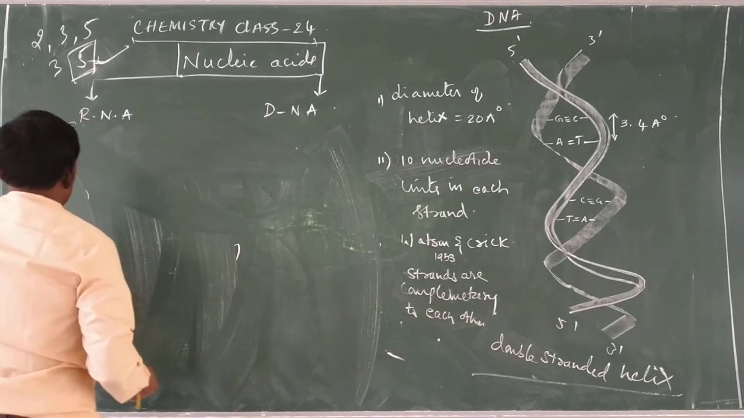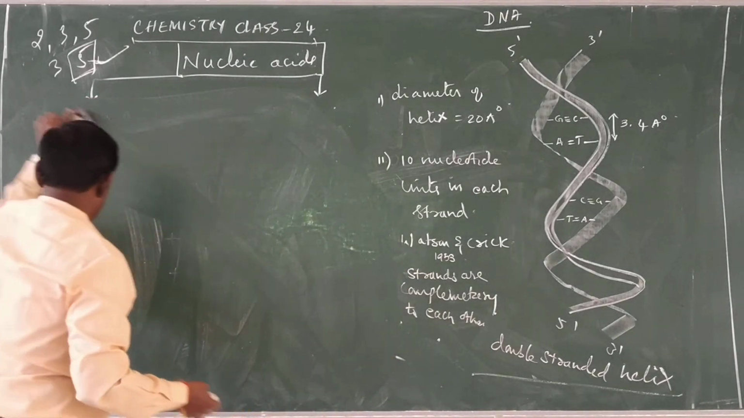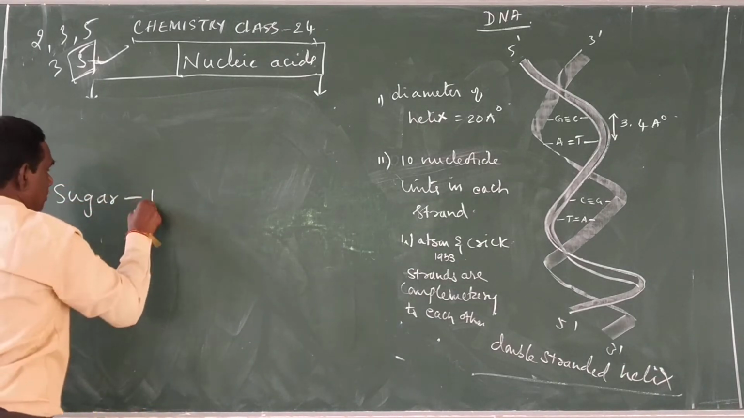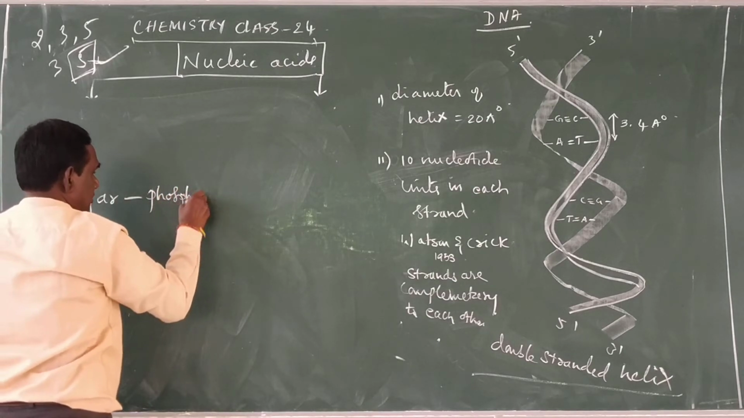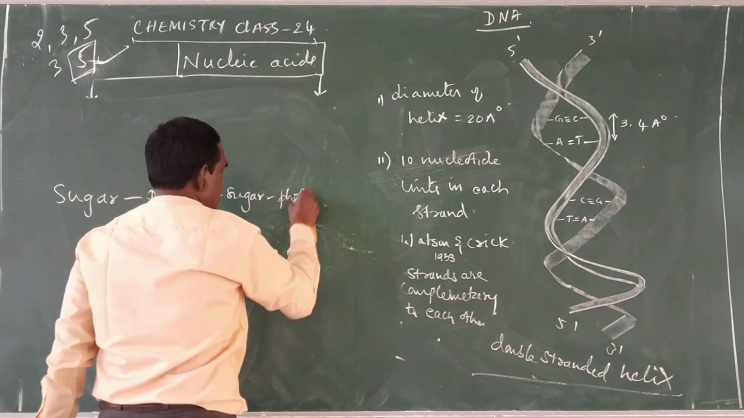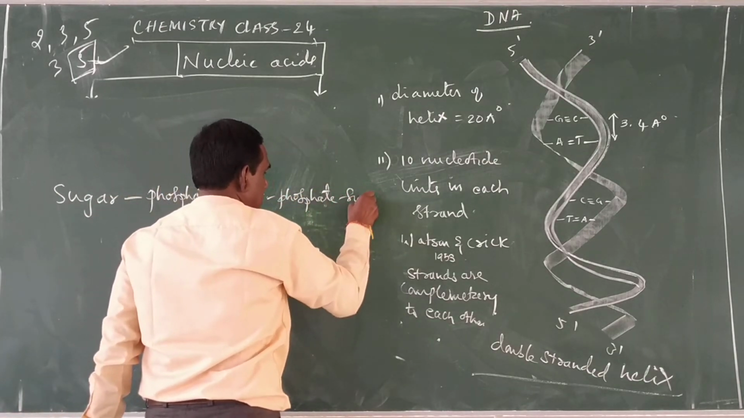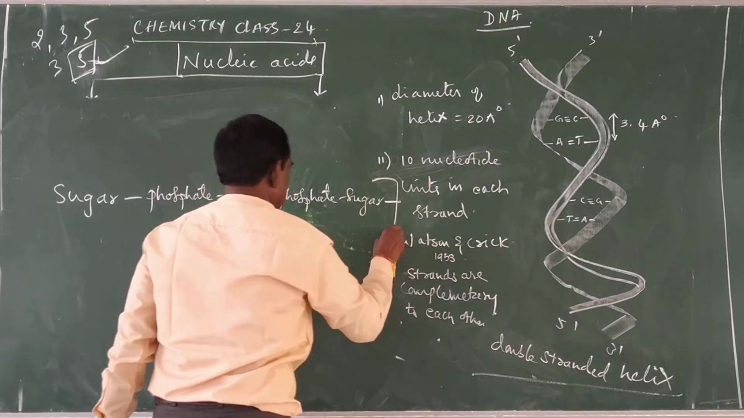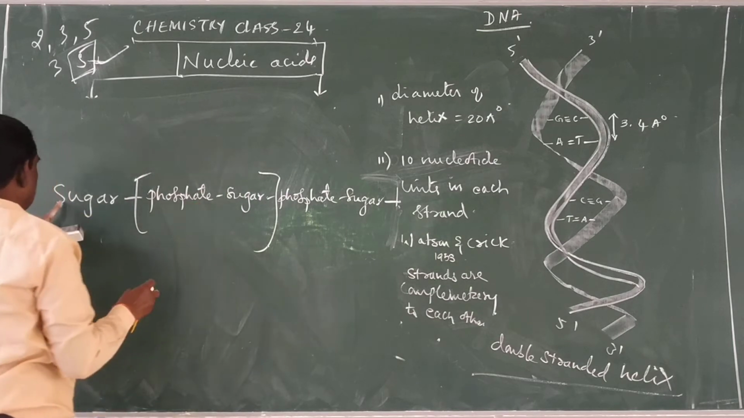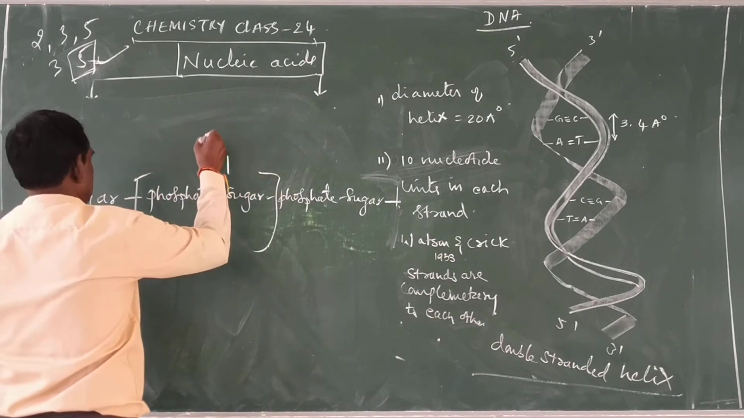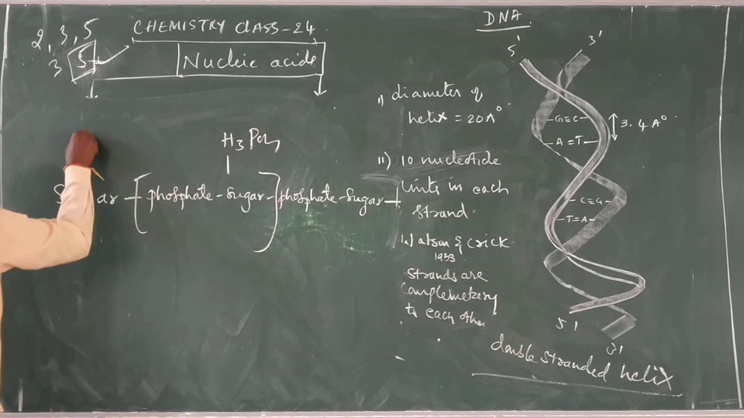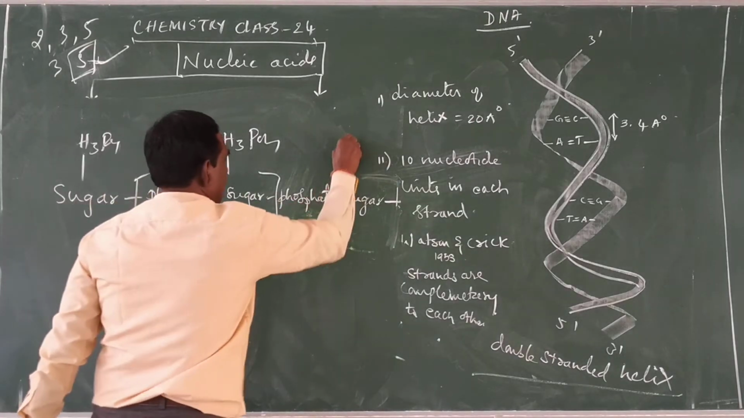Let me write the partial structure of nucleotides or nucleic acid molecules. You see, that is sugar, phosphate, sugar, phosphate, sugar, phosphate, like this. So here, let me write 10 times here. That is the phosphate molecule you are going to write, and with sugar you are going to write H3PO4 here. So here H3PO4, here H3PO4 like this.